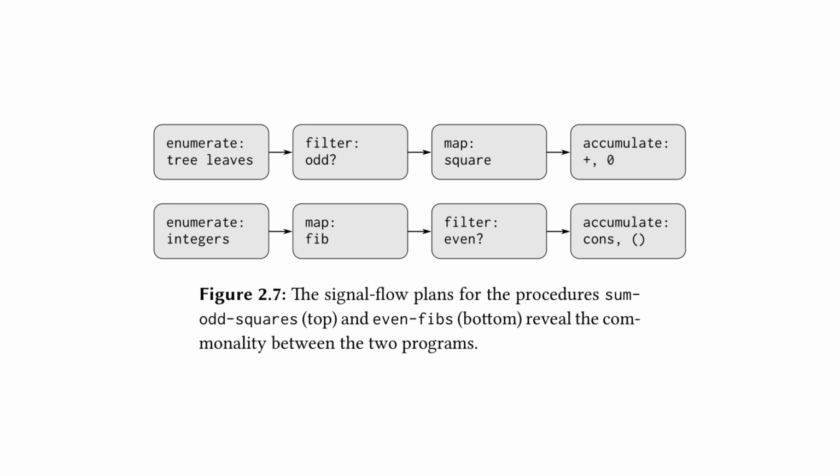And for our second procedure, we have to enumerate all the integers, then turn these integers into Fibonacci numbers, filter in all the even ones, and then put those into a list. And the point that the authors are making is that even though at face value, when you look at these procedures, they don't seem to have much in common, when you filter out the individual components, they all are basically made up of enumerate, map, filter, and accumulate.